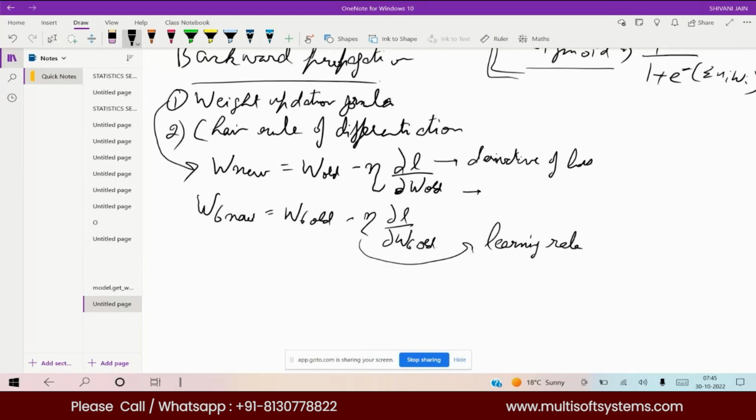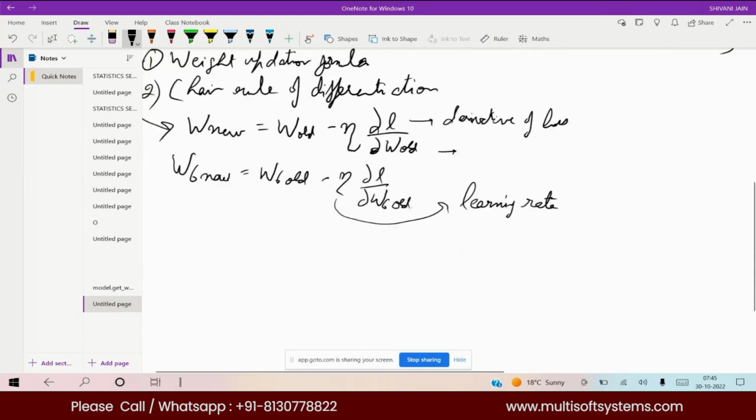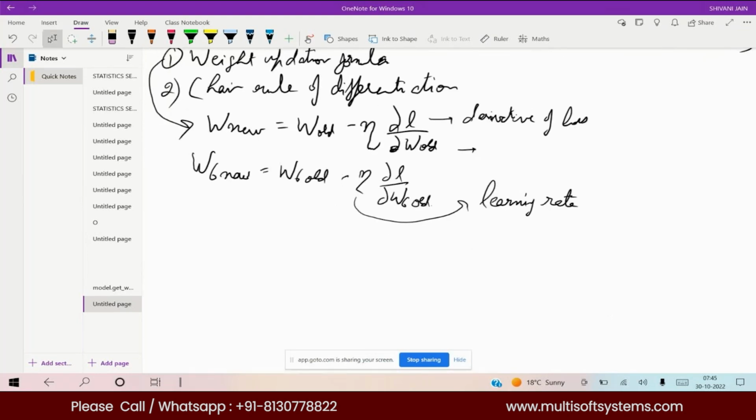Now, how are these values updated? We have talked about gradient descent, right? So what is gradient descent? In logistic regression, you must have read about this graph, gradient descent. This is a slope where we have to reach the global minima. This is my global minima. My ultimate aim is to reach here, right?